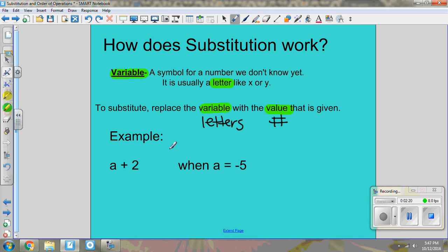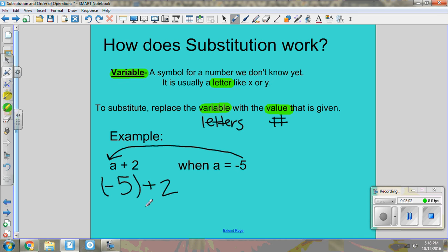So let's look at a pretty simple example. In this example, I have a plus 2, and it tells me that a equals -5. So my very first step is to substitute. I can't solve it yet. I don't have what a is, so I need to substitute what a is, which is that -5. I'm going to take that -5 and put it right into the spot where a is. To keep me straight, I'm going to make sure that I put that new number in parentheses so that that negative stays with the 5. And then I need to write down the rest of the problem exactly how I saw it. That first step is we don't do any math, we're just putting that number in for the letter.